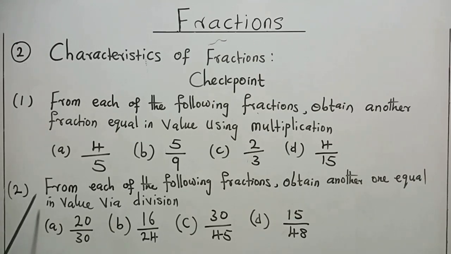Number 2, from each of the following fractions, obtain another one equal in value via division. I just hope you remember. Okay, assuming you do, please look at the fractions. Number A, 20 over 30. B, 16 over 24. C, 30 over 45. Then D, 15 over 48.